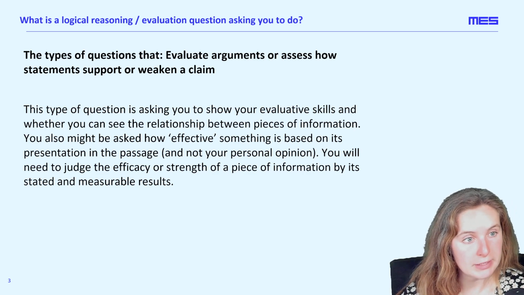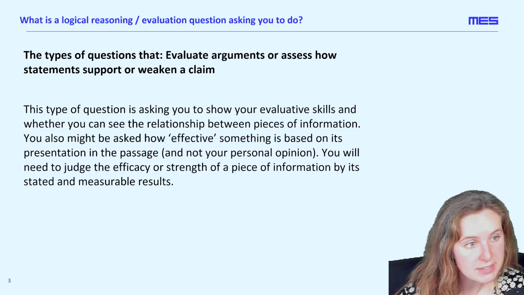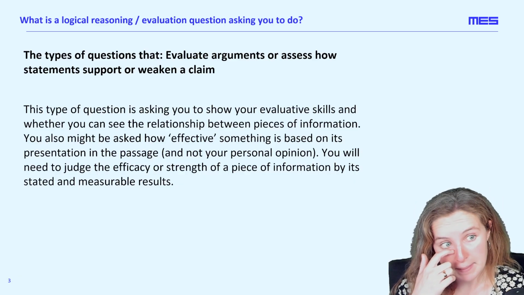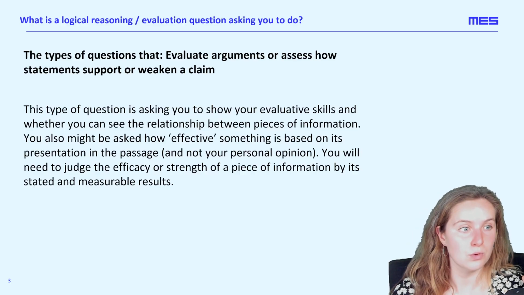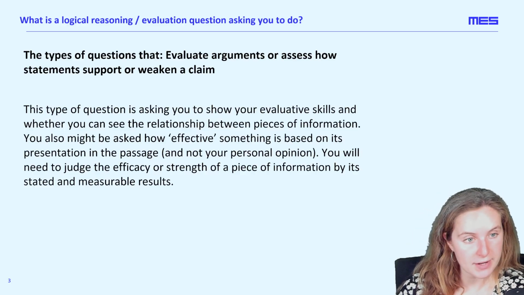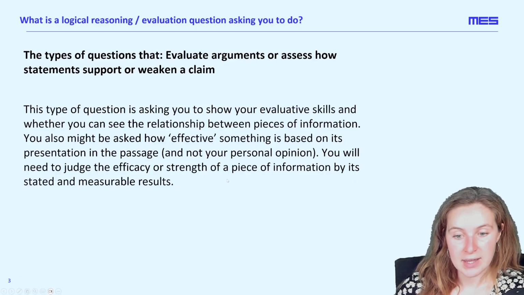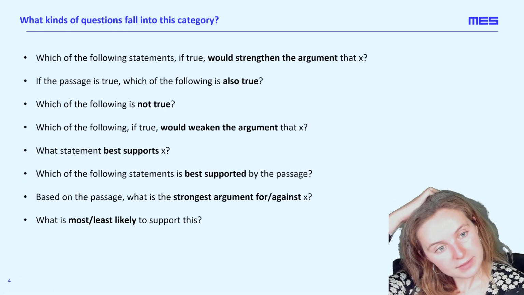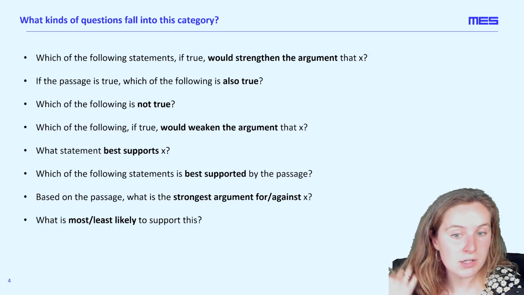You may also be asked to judge the efficacy or strength of a piece of information or its weakness by its stated and measurable results. So based on the information, the cause and effects you can see related there, how strong is that piece of information?